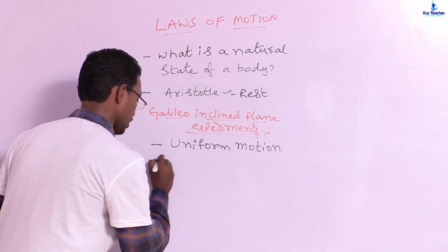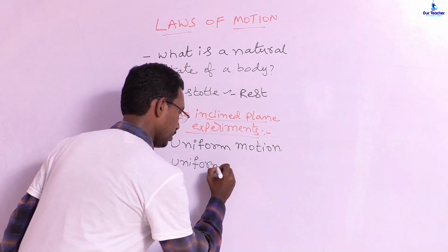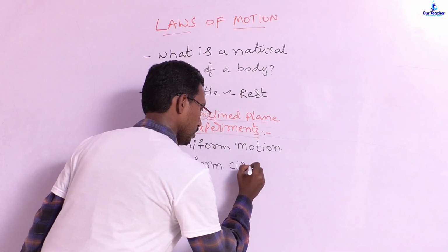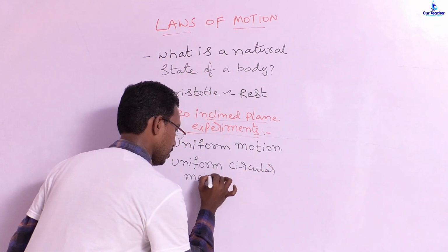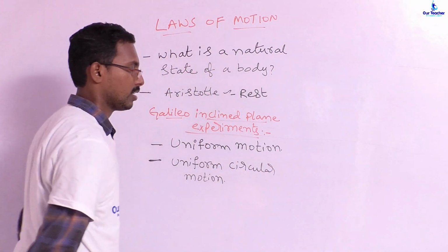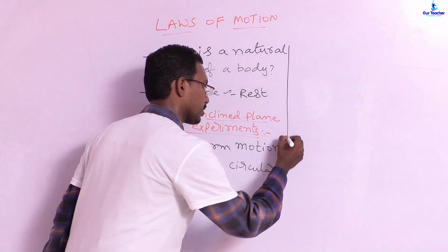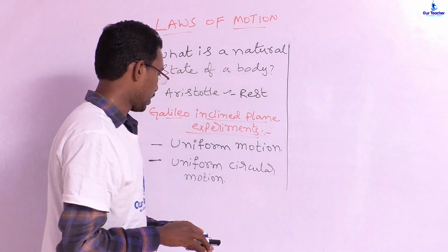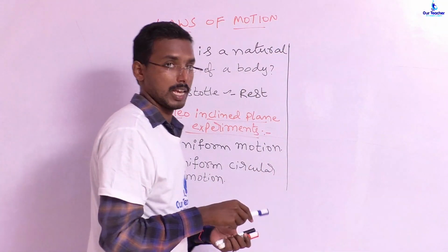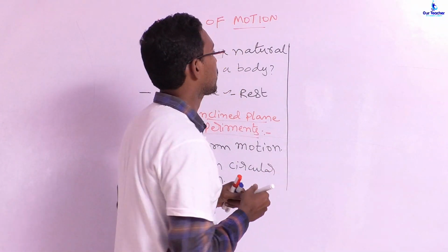And Newton says uniform circular motion. Newton concluded that uniform circular motion is also one of the natural states of the body. So this is one part of the introduction. And next, Newton continued his experiments and stated his famous three laws.